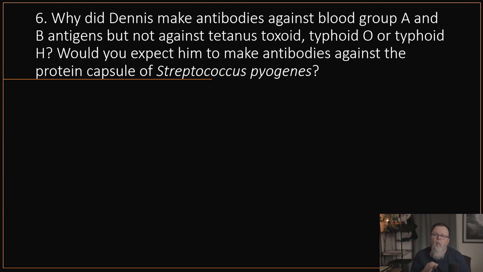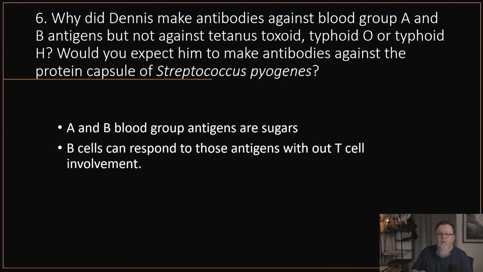Number 6, why did Dennis make antibodies against blood group A and B antigens, so our ABO antigens for blood typing, but not against tetanus toxoid, typhoid O, or typhoid H? Would you expect him to make antibodies against the protein capsule of Streptococcus pyogenes? So the A and B blood group antigens are sugars, so those are T cell independent antigens. The B cell can respond to those antigens without the involvement of a T helper cell.